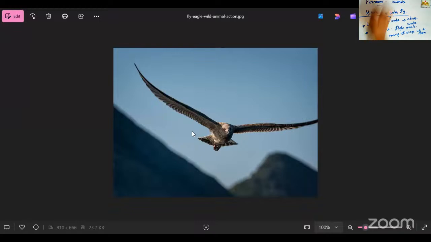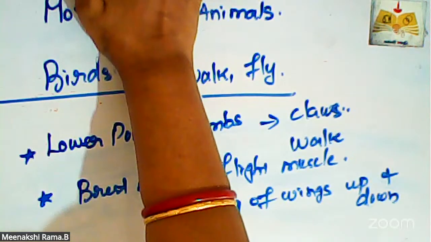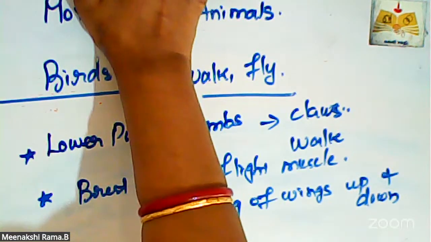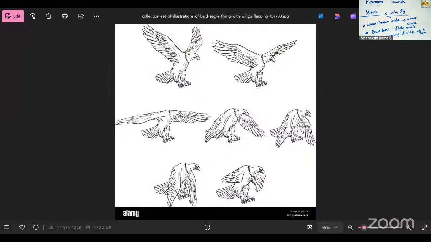So the first one is gliding and then the second one is flapping. Yes, this is flapping. Flapping means an active flight. The bird beats the air by flapping its wings. They use flight feathers for this purpose. So this kind of action is called flapping. There are two types of flight. One is gliding, another one is flapping.